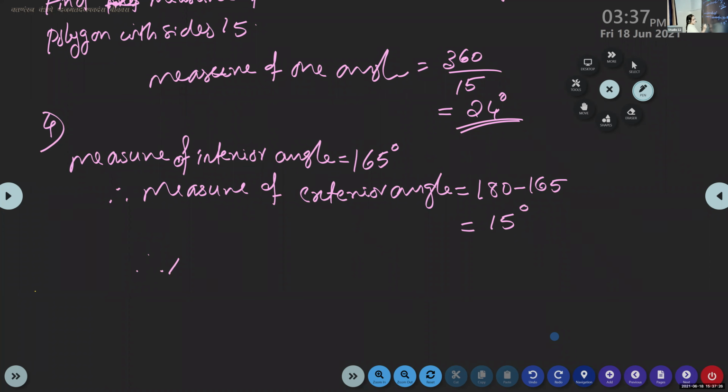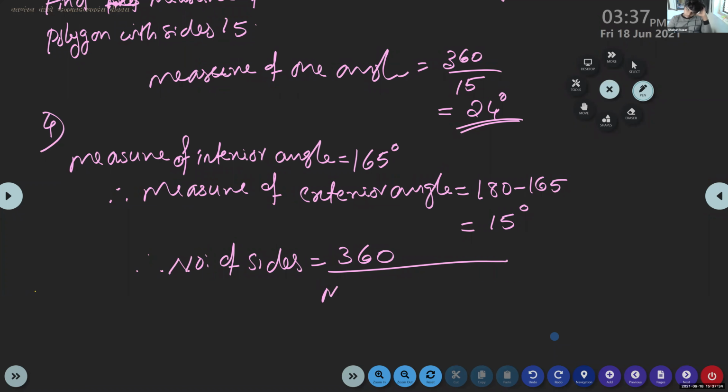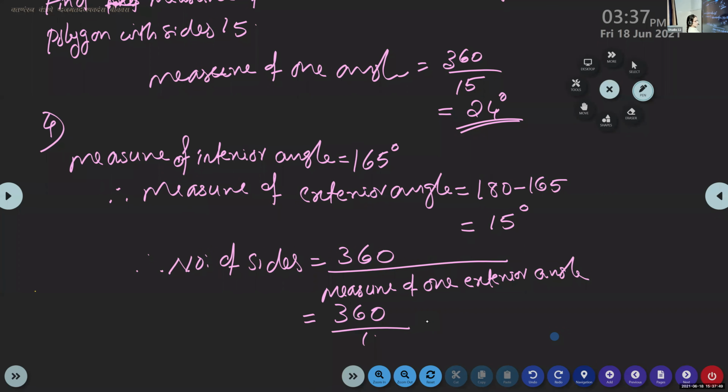Now we can write the number of sides. Sides equal to 360 divided by the measure of one exterior angle, that is 360 divided by 15, which is 24. There are 24 sides for that polygon.